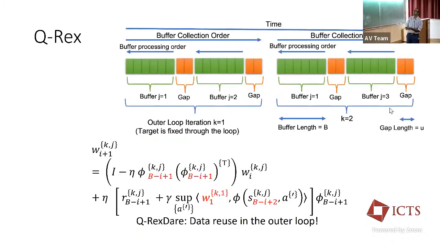So here the data reuse is just that, when you are going through this outer loop, we don't have to throw away the past data and use new data. We can just reuse that data. It does. Dheeraj, you have.